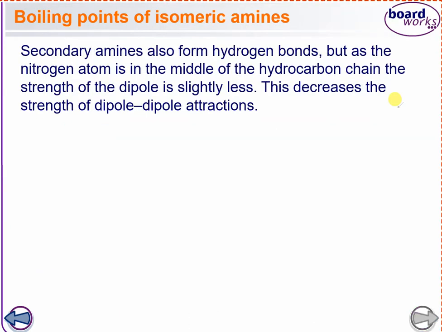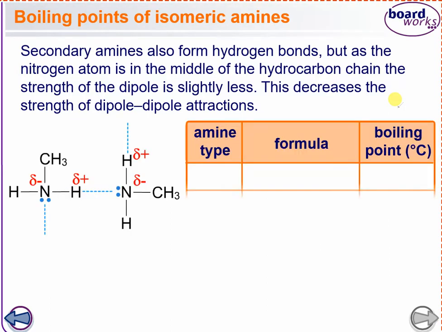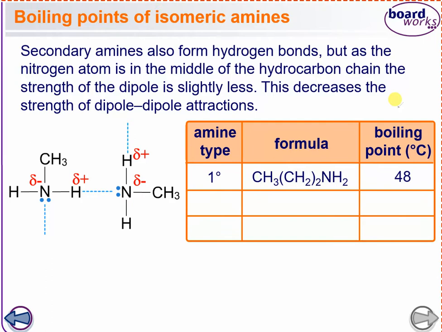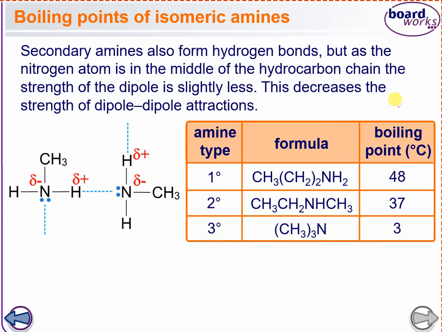Secondary amines also form hydrogen bonds, but as the nitrogen atom is in the middle of the hydrocarbon chain, the strength of the dipole is slightly less. This decreases the strength of the dipole attraction. Now you can see the different degrees of the amines here, and you can see our boiling point is actually going down. Again, there are just fewer attractive forces between molecules, and so your boiling point decreases.